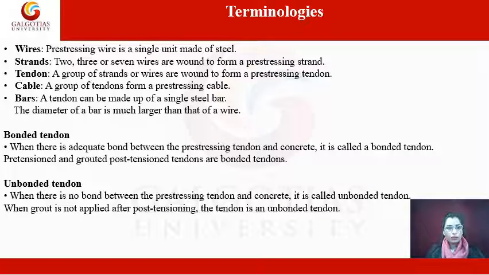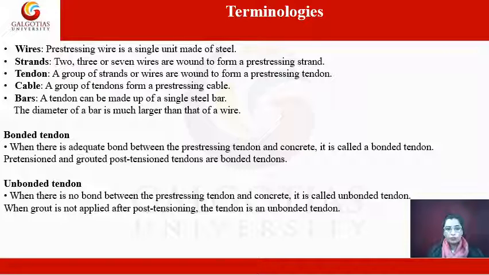Other terminologies are wires, strands, tendon, cable, bars. Tendon we have already discussed in the previous slide. A pre-stressing wire is a single unit made of steel. For strands, 2, 3 or 7 wires are bound to form a pre-stressing strand. Cable: a group of tendons forms a pre-stressing cable. Bar: a tendon can be made up of a single steel bar. The diameter of a bar is much larger than that of a wire.